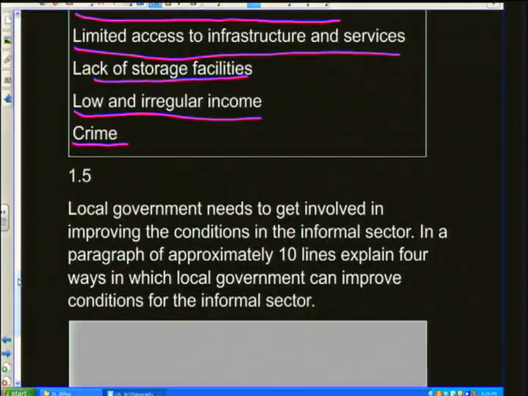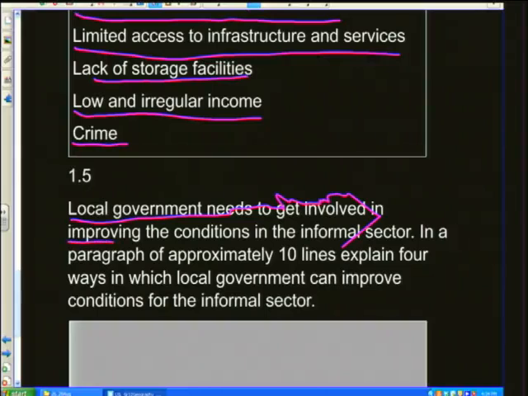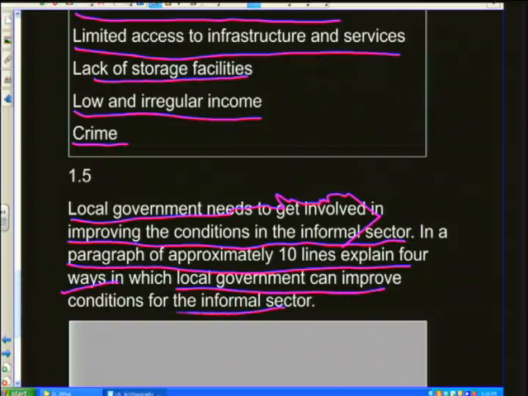Let's look at this question. Local government, and notice, I just took it. You know the content already, learners, but it came into a form of a paragraph question. Read the question carefully. Local government needs to get involved. You see what I was saying, kind of how my finger goes? The learners are used to that. Right. Improving the conditions in the formal sector. All right? They need to get involved. In a paragraph of approximately 10 lines, explain 4 ways in which local government can improve the conditions.